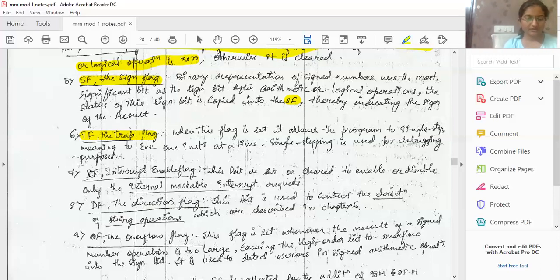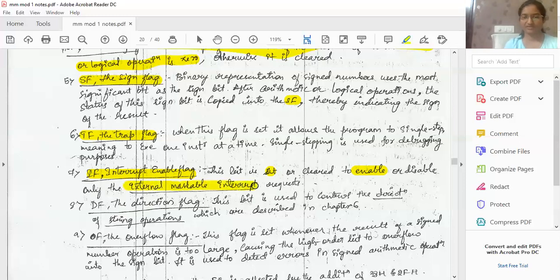All right. Now next is the interrupt flag. Again, this interrupt flag is also a control flag. How? This bit is set or cleared to enable or disable only the external maskable interrupt requests. If it is set, then it enables the external maskable interrupts.